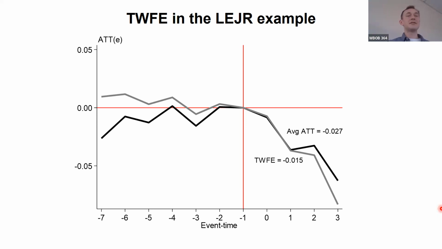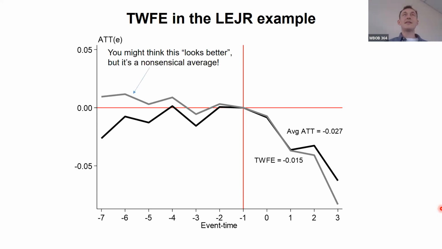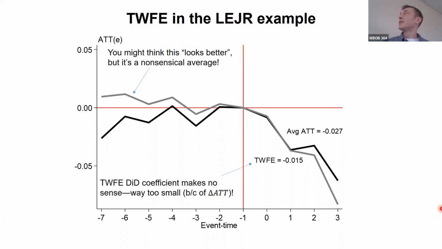What we know from how these are constructed, though, is that you might think the gray looks better, but it doesn't matter that it looks better. That's not the criterion we want to use. It's like a weird average kind of number that you should never have wanted. So just because you can fiddle with your data to make a line look flat doesn't mean the line is really flat. And two, if you wanted to summarize this gray line with a diff-in-diff coefficient, you're going to get an average of negative 1.5.